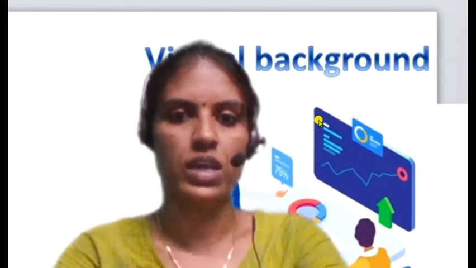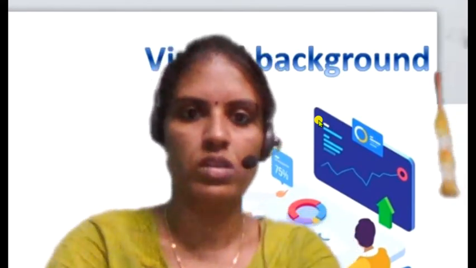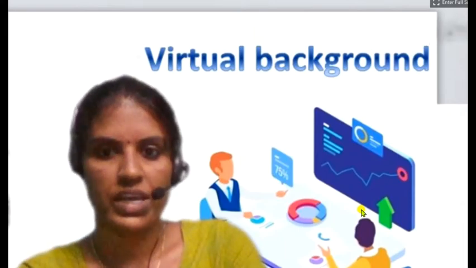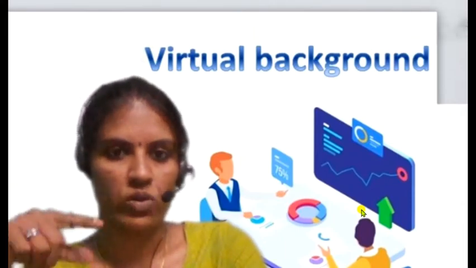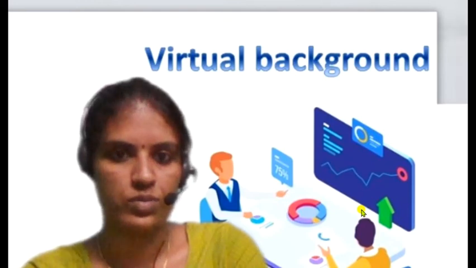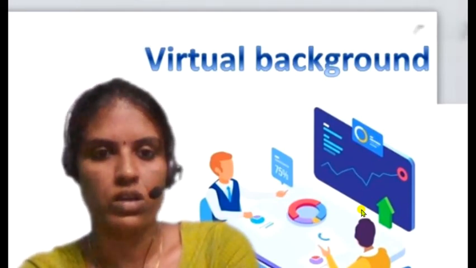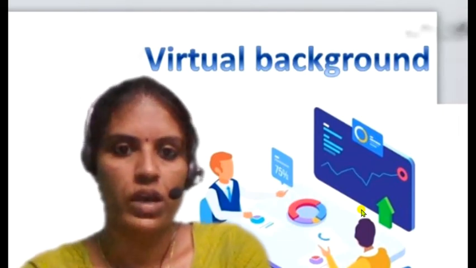Now I have a virtual background here, right? Now I have to adjust myself in such a way that the image should be visible clearly. Now you could see that the image I have becomes my background, and my video is very clearly visible on that. Correct? So this is how you could set your virtual background in your Zoom.